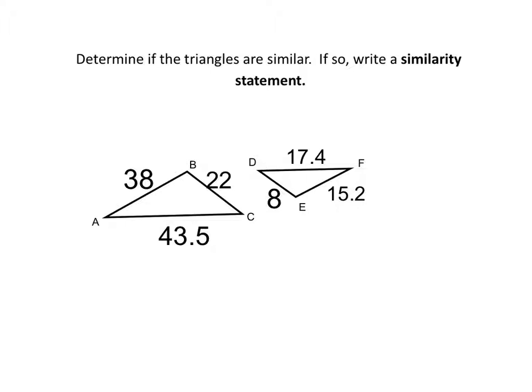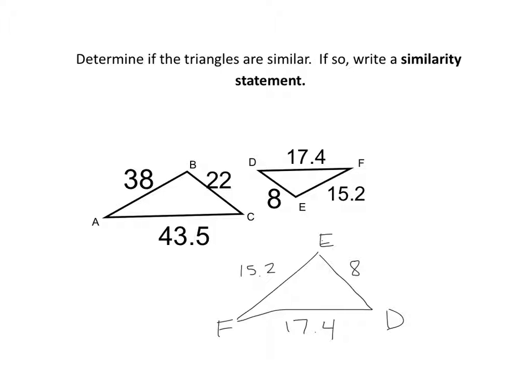Well, first, it would be a good idea if we flipped this second triangle right here so that the two triangles actually look similar. Right now, the second one is flipped. So if I flip that triangle, it will look like this. And I have to match up the angles, so this would be E, this would be F, and this would be D. And then the sides would also have to match up, so side ED is actually 8, side EF is 15.2, and side DF is 17.4.